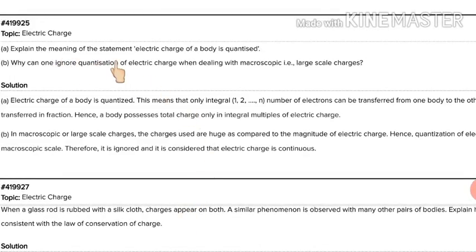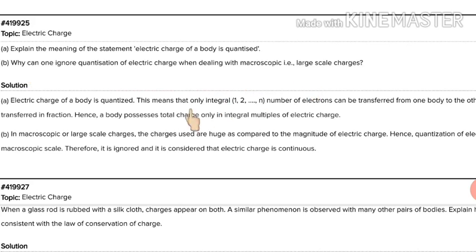Next question is, explain the meaning of the statement electric charge of a body is quantized. We have already discussed quantization of charge, which says that charge on a body is an integral multiple of a basic unit of charge. Charge cannot be transferred in fractions, hence a body possesses total charge only in integral multiples of electric charge.